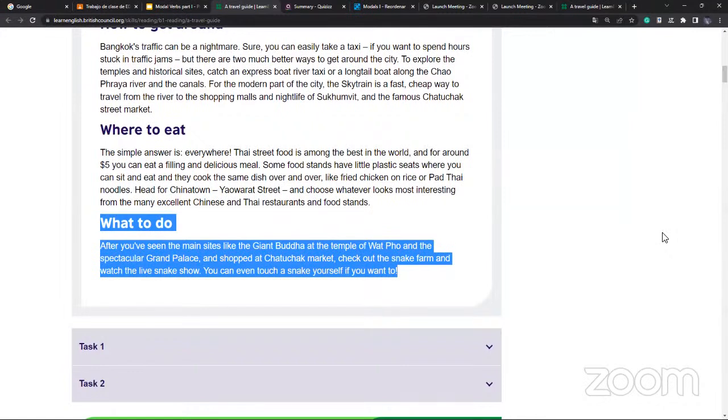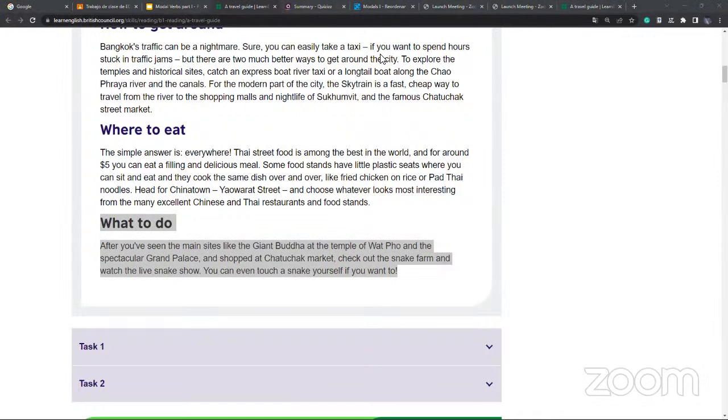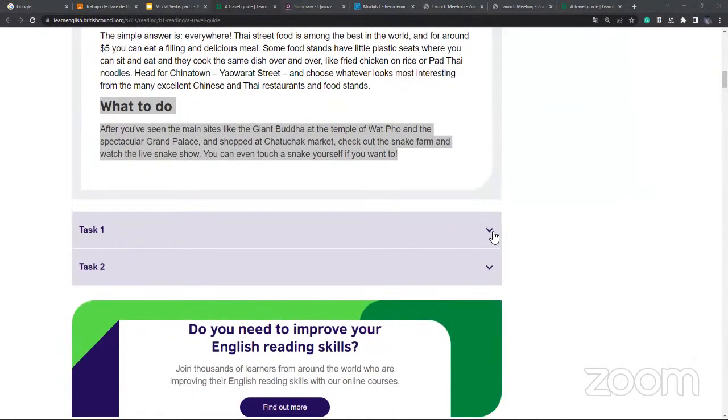Okay, what to do after you've seen the main sights, like the giant Buddha at the temple of Wat Chalong and the spectacular grand village and shop at Chatuchak market. Check out the snake farm and watch the live snake show. You can even touch a snake yourself if you want to. Wow, so very interesting.